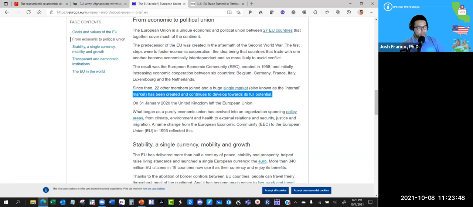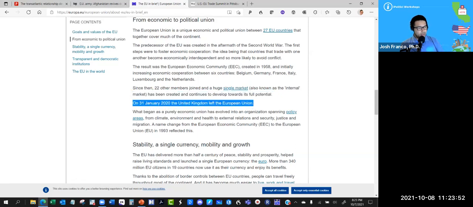One thing that really rocked the Union over the past year and a half or so was the exit of the United Kingdom. So on the 31st of January, the United Kingdom left the European Union, and that decision really shook UK politics. And it's still reverberating today.